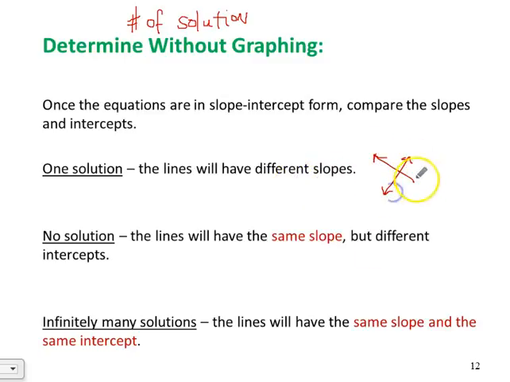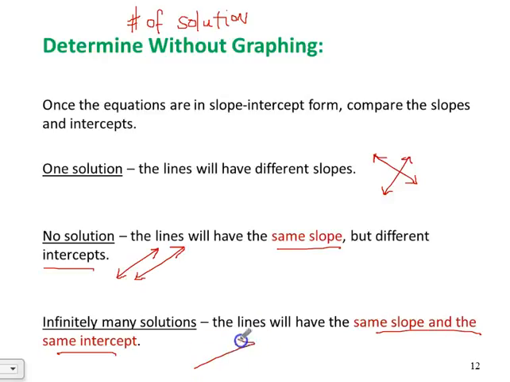If you have 2 lines that have the same slope but different y-intercepts, that means you've got parallel lines and they're never going to intersect. No solution. If you have 2 lines with the same slope and the same y-intercept, you're going to find that this is the same line. It's right on top of each other. It overlaps, and thus you're going to have an infinite number of solutions.